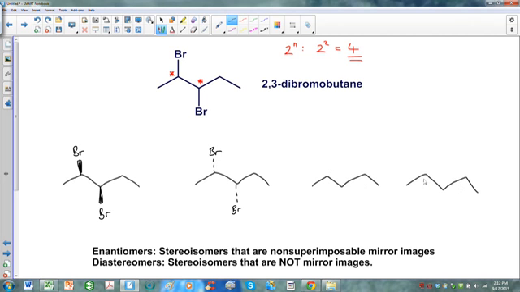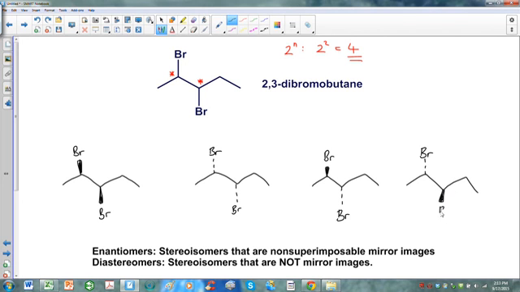So what do you think the other 2 could be? Well, of course the other 2 are where we have one of each. So first I could have, say, a bromine pointing up, and then on carbon 3 a bromine pointing down. And then what would this last one be? Well, it would just be the opposite of this one, where first I have a bromine pointing down, and then I have one pointing up.